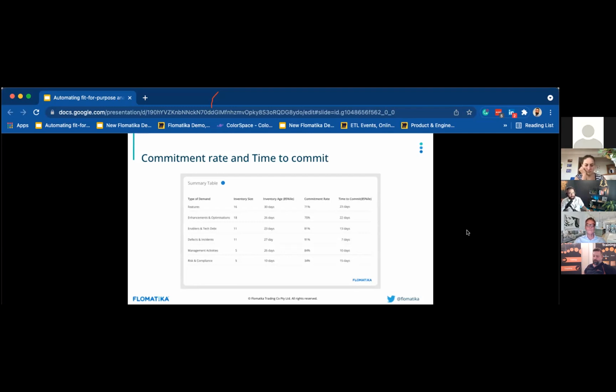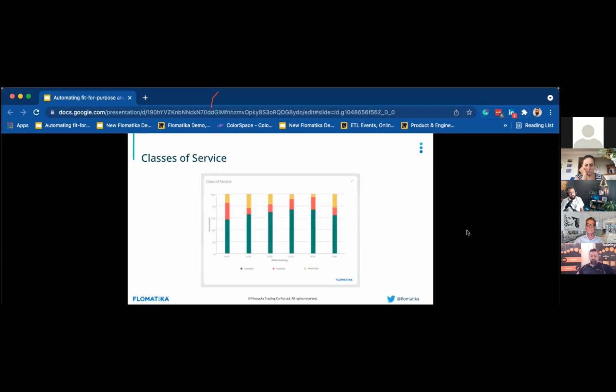So if you request, let's say, a feature, there's a 71% chance in that case that the value stream will actually act upon your request, and it might take up to 23 days to start. The time to commit might be up to 23 days. So this is another thing that is enabled. The other thing is understanding class of service as well.